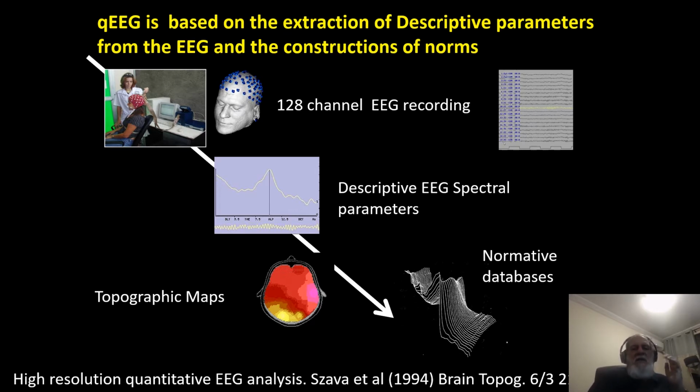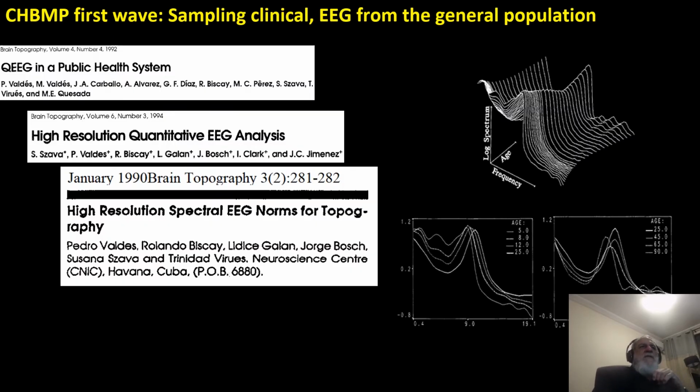But essentially, this is the normative database. And well, this is something that comes from the Cuban Network for Clinical Neurophysiology that we created in the 90s. There's a number of publications related to this that was first to talk about how to introduce qEEG in a public health system, to work at the closest possible to the primary healthcare, how to then do what we called high-resolution quantitative EEG. But at that time, what this meant is that we would have a fine frequency resolution.